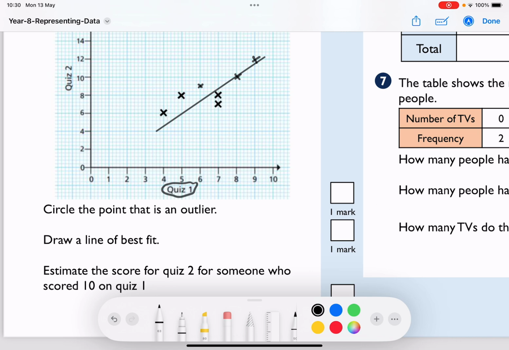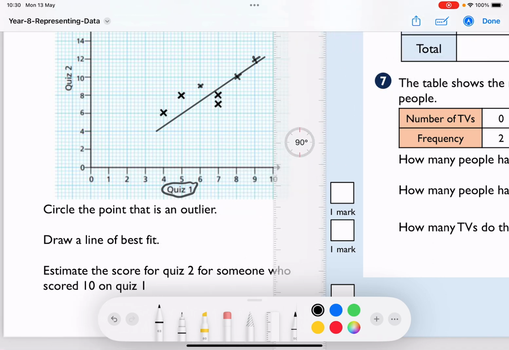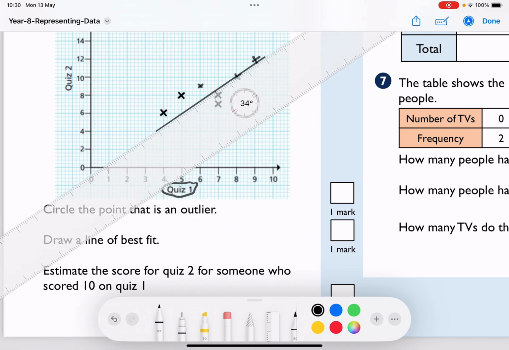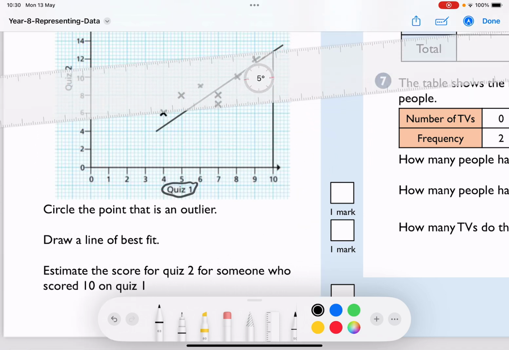And then it says estimate the score for quiz 2 for someone who scored 10 on quiz 1. So I look at 10 on quiz 1, and then I can see here that my line of best fit probably needs to be a little bit longer. There you go. And then when we estimate, draw a line on there, and then draw a line across.